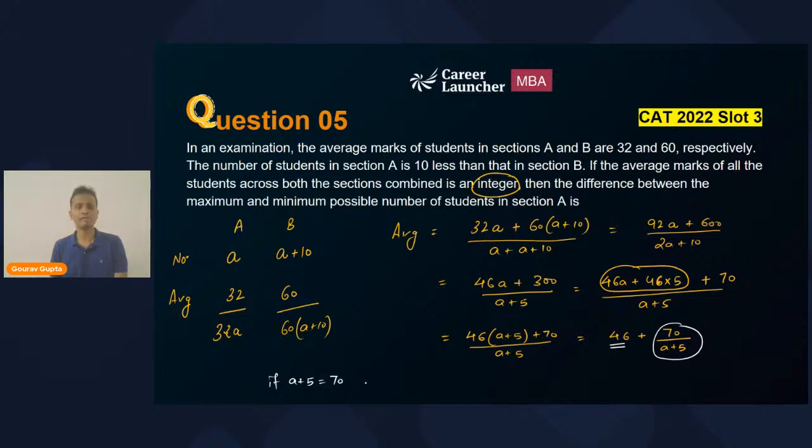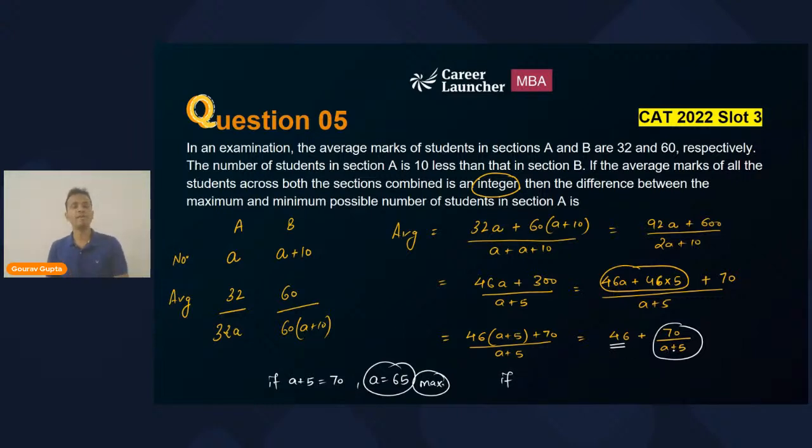So if a plus 5 is equal to 70, the value of a will be equal to 65. Okay, right? So 65 can be the maximum value that a can take. The value of a cannot be greater than 65, otherwise 70 upon a plus 5 will not be an integer. Now let's talk about the minimum value of a.